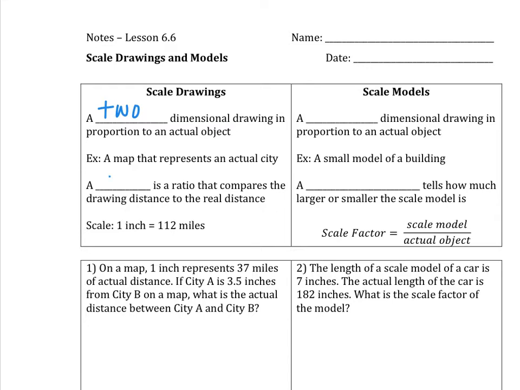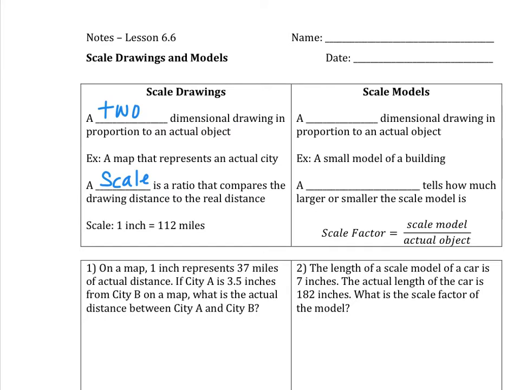A scale is a ratio that compares the drawing distance to the real distance. So a scale would be, take for instance on a map, 1 inch on a map is equal to 112 miles. So that's what a scale means.